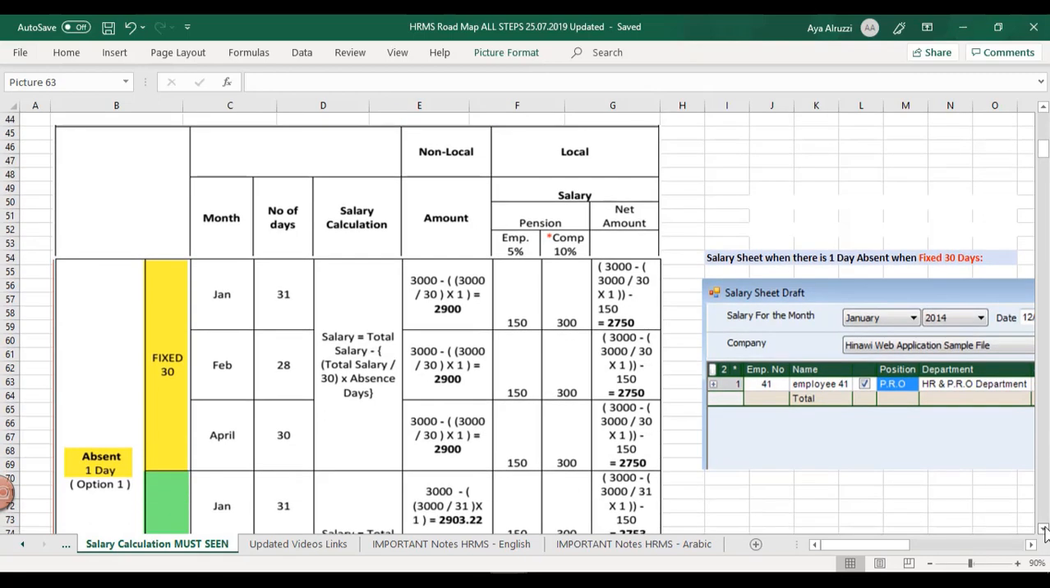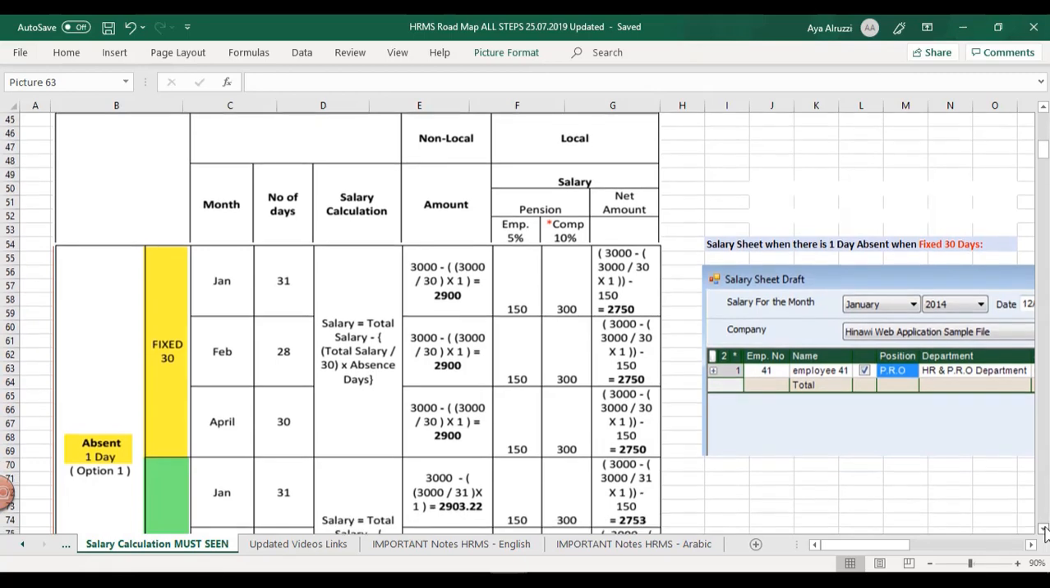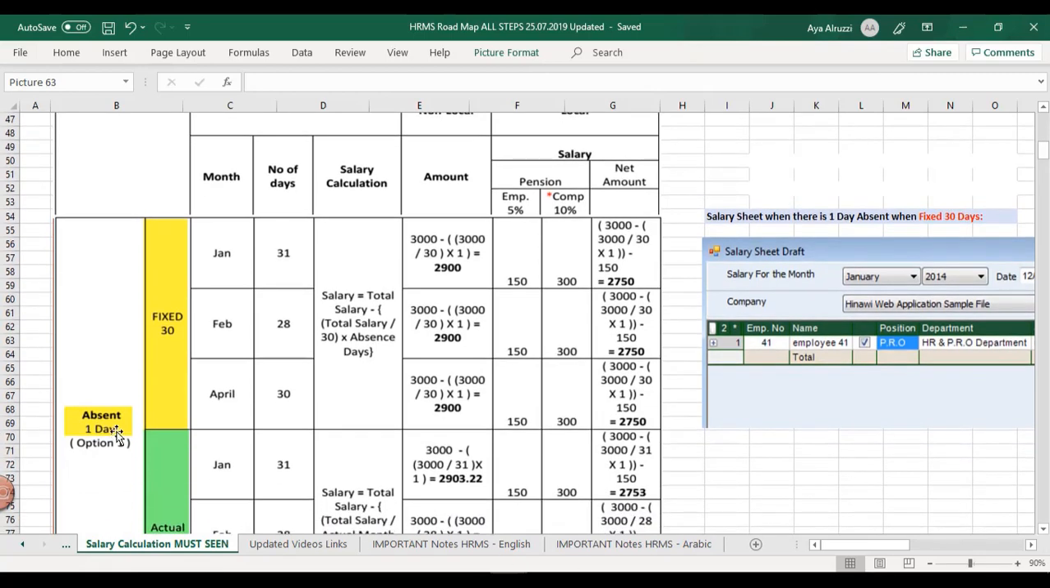As we can see here, when we're talking about absence for one day regarding fixed 30 days, whether we're talking about January, February, or April, which all have different numbers of days, 31, 28, and 30, this is how the salary calculation is. Basically, what we care about here is to calculate the salary. So how is it calculated? Basically, the total salary is calculated first.